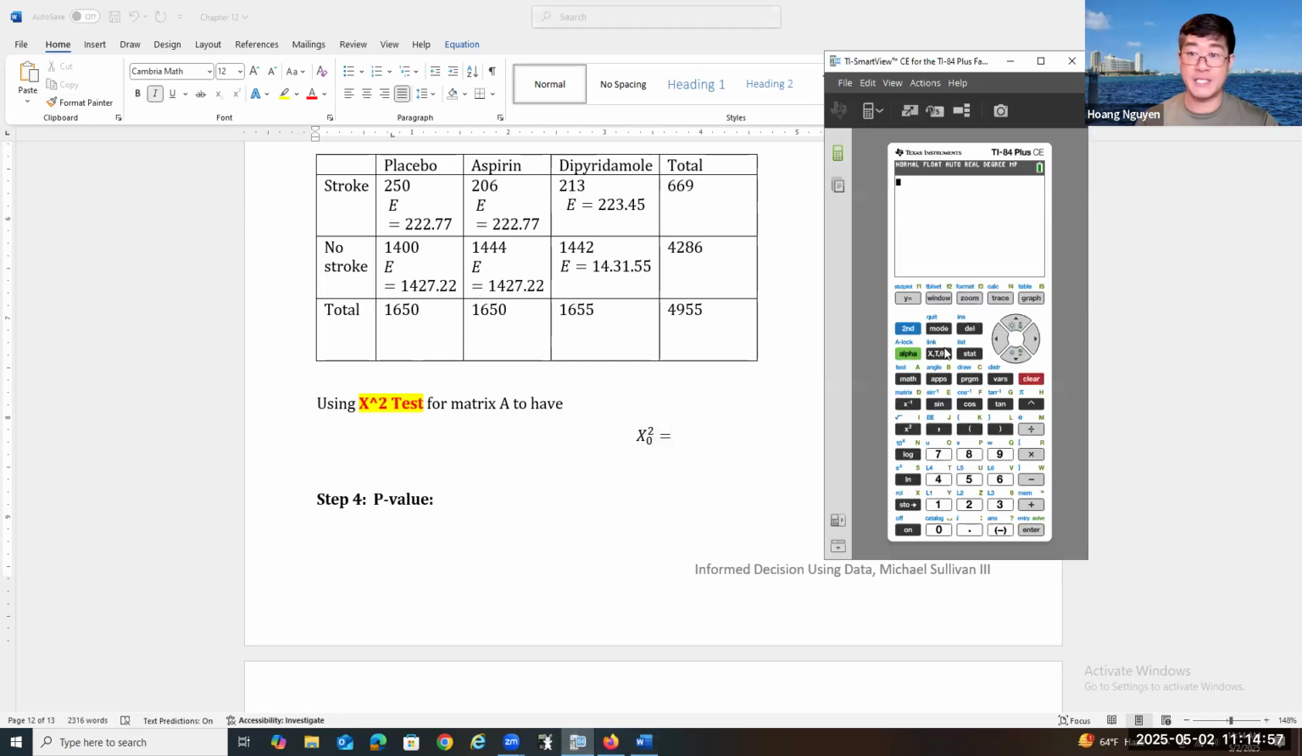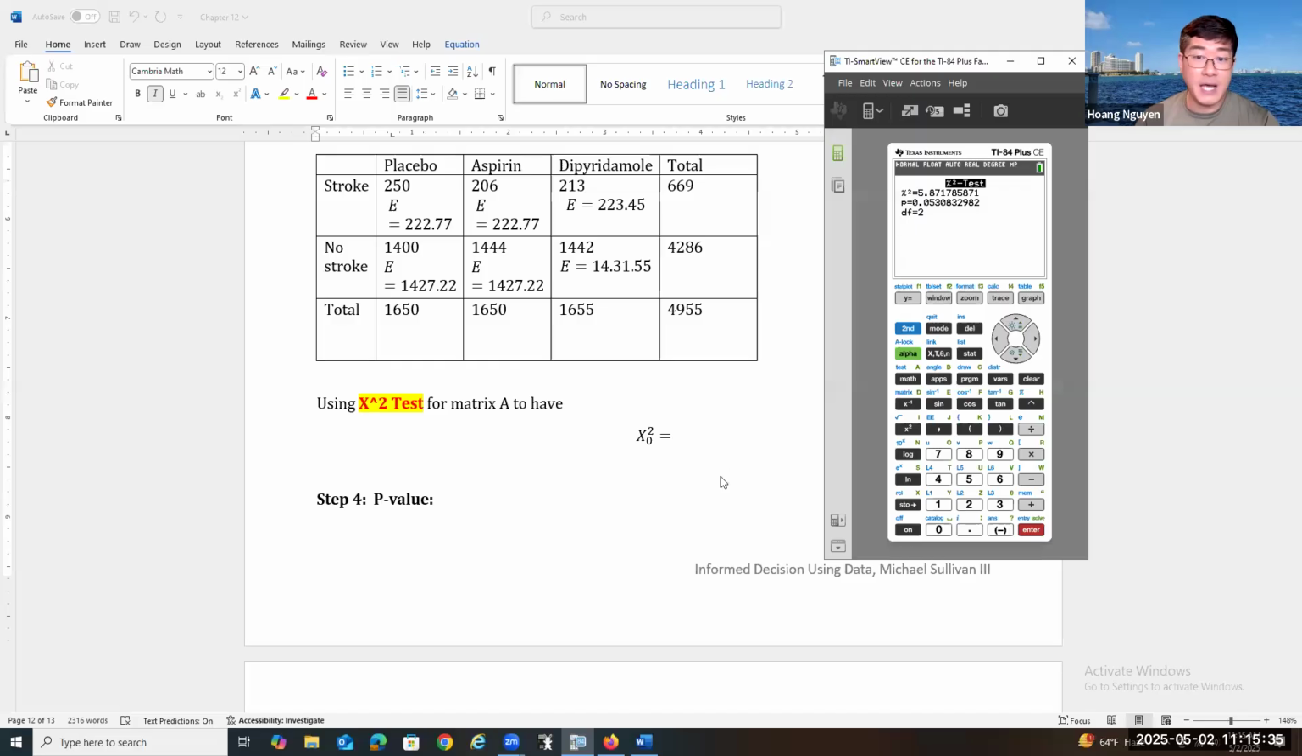To double check the matrix A, everyone, make sure that you got the data onto matrix A. Just go to the edit option, double check. So the 250, 206, 213, 1400, 1444, 1442. Now after that, we go second quit, and we're going to go stats, and then test, and then we're going to go down to option C, chi-square test. The observed will be matrix A, the observed values we input in matrix A. The expected will be matrix B. And we're going to go down to calculate.